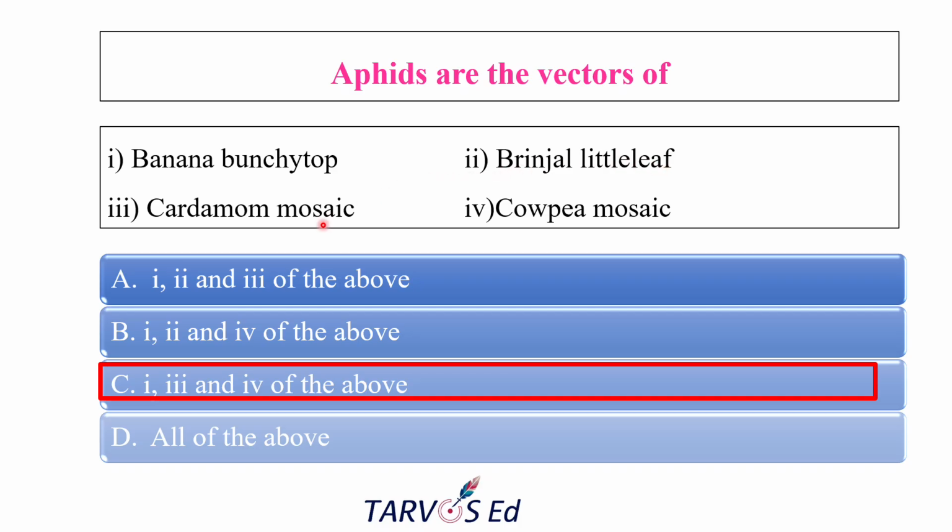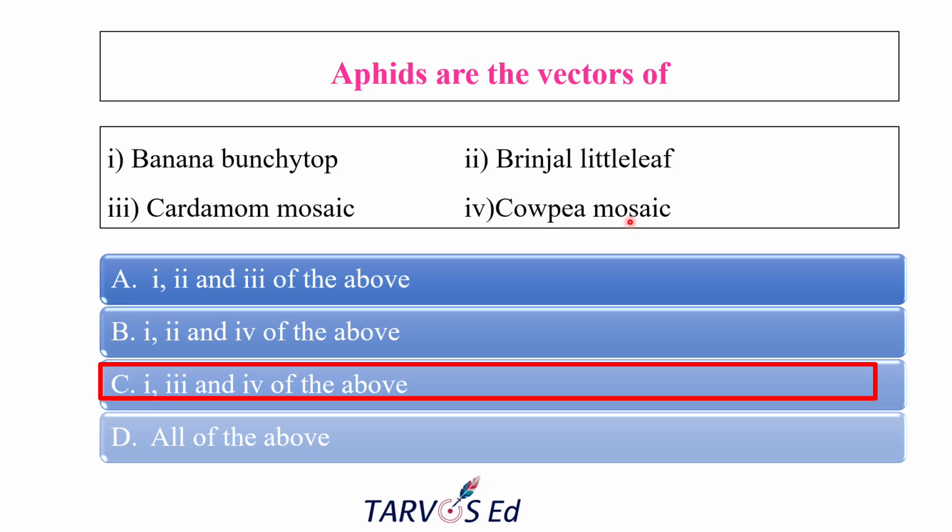Next, cardamom mosaic. This one is transmitted by Pentalonia caladii and Pentalonia nigronervosa. Two kinds of aphids can transmit this disease. Pentalonia caladii usually occurs in cardamom, and Pentalonia nigronervosa is the banana aphid. Here the aphid is the main vector. And next comes cowpea mosaic, which is also transmitted by the cowpea aphid, Aphis craccivora. This is also transmitted by some beetles, but aphid is the major vector.